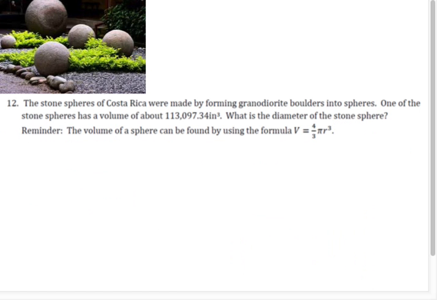And example 12, last one. The stone spheres of Costa Rica were made by forming granodiorite boulders into spheres. One of the stone spheres has a volume of about 113,097.34 inches cubed. We want to find what is the diameter of the stone sphere. Well, they give us the volume of a sphere. Here's our formula. Notice what they give us: you find the radius, but we want to find the diameter. So we have to keep that in mind as we come to our answer.